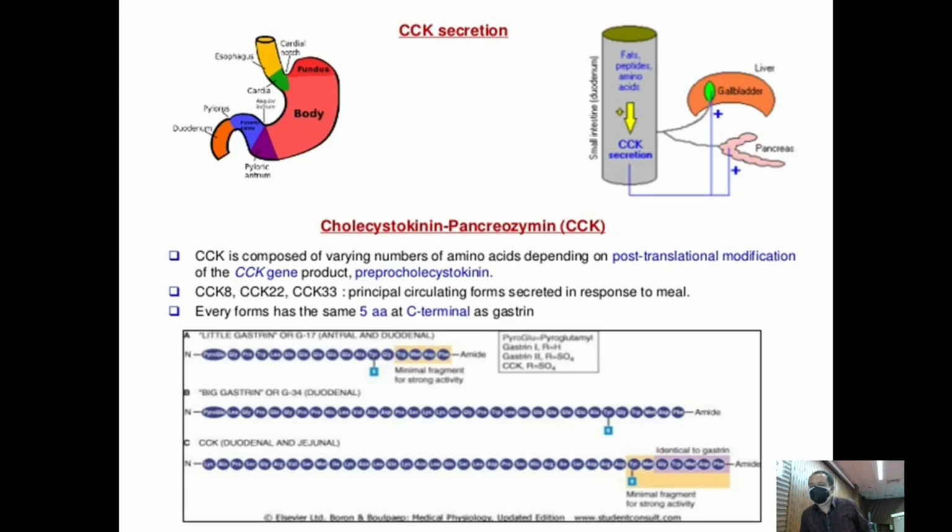Okay, and so as I've said earlier, every form of CCK, it may be CCK8, CCK22, CCK33, they will have the same 5 amino acids at the C terminal as gastrin. So there is a component of gastrin in CCK. Okay, so that's why they are said to be clubbed in the same group or same family. Okay, because of this feature.